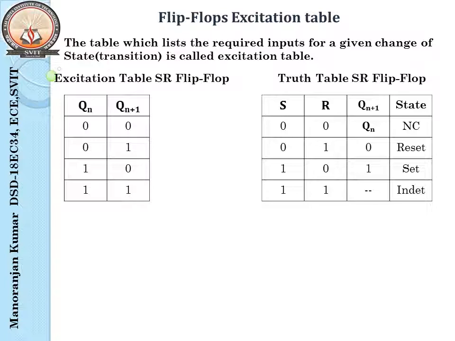When S and R are 0 0, it is the no change state, so the output is nothing but Qn. Qn is your present state value, so the last stored value will remain when we are in the no change state. When S and R are 0 and 1, we are in the reset state and my output will be 0. When the input is 1 0, we are in the set state and the output is 1. When it is 1 1, we call it the indeterminate state. In this case the output is a don't care condition.